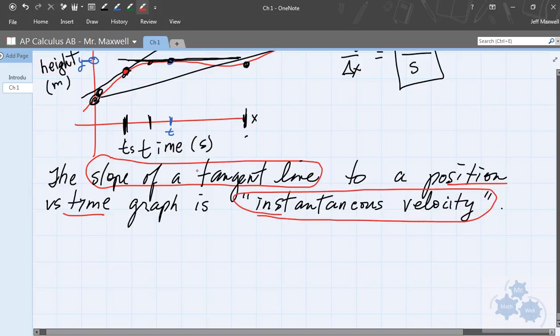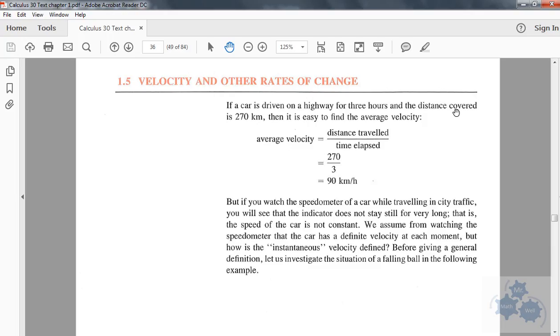That's what it is. So, if you've got this written down, this is the connection. The slope of the tangent line for a position-time graph is the instantaneous velocity. Your textbook on page 36 has a car driving example, just like we just talked about.